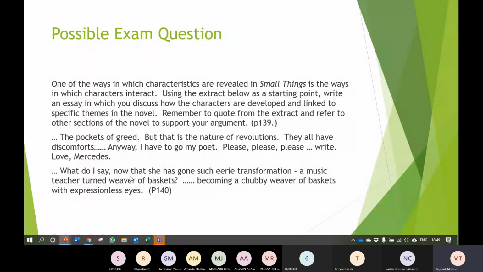And then, what do I say now that she has gone through such an eerie transformation, a music teacher turned weaver of baskets? Can you see the difference between Mercedes and the narrator? Mercedes is prepared to work to keep her dignity and to support herself and to support her father. That we can see from Mercedes's behavior. But what do we learn about the narrator in the way that he tells us about Mercedes?